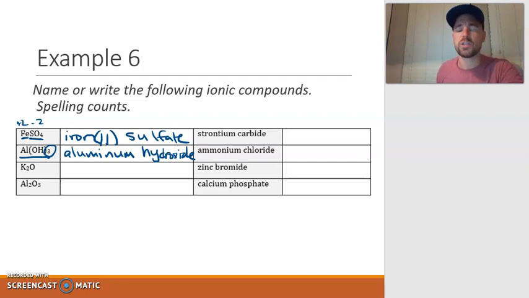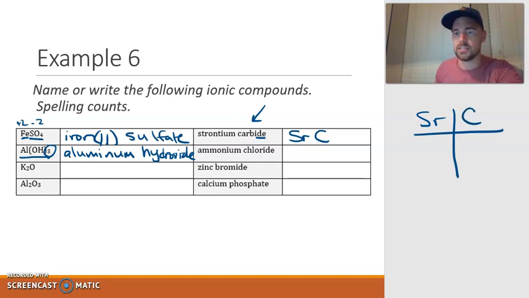All right, let's go ahead and do 2 examples on the right side. Given the name, we have to write the formula. Strontium carbide. Well, strontium is Sr, and carbide, especially the ide, just comes from the element carbon. Whether you do the crisscross method or the T-chart method is up to you. I'm going to go ahead and do T-chart.